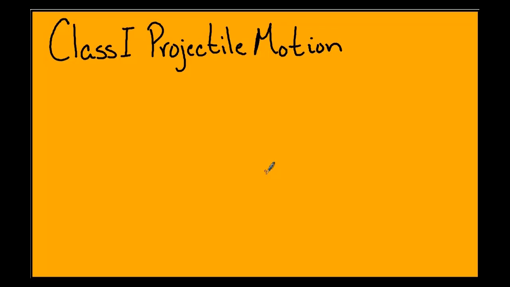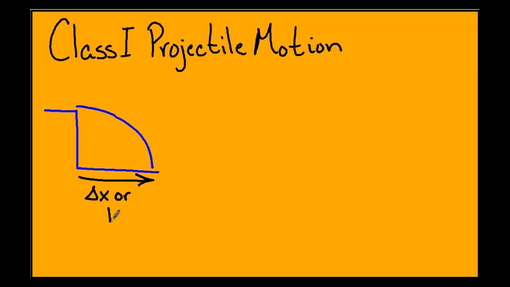Okay, today we're going to be discussing Class 1 projectile motion problems. Let's recall, a Class 1 projectile motion problem looks something similar to this, a ball being kicked off a cliff horizontally. The main key here is to remember that we have quantities delta x, which is sometimes referred to as the range of the projectile. We also have another main quantity here, delta y, which is known as the height.